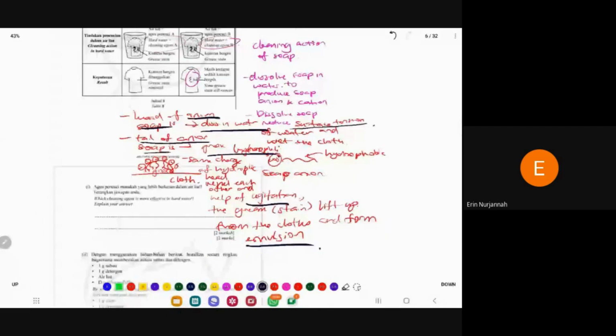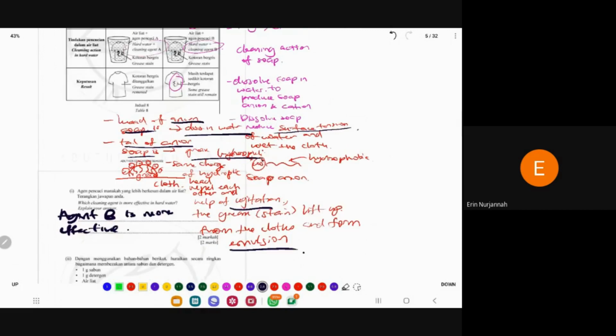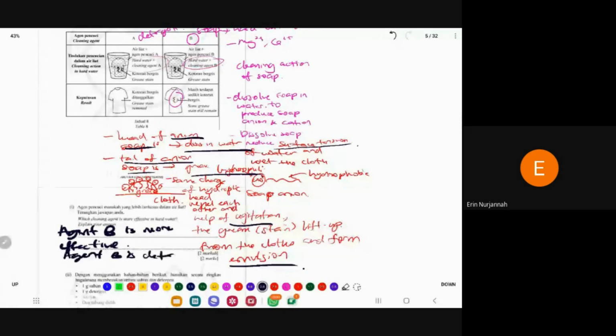Which cleaning agent is more effective in hot water? Explain your answers. They didn't say what is A and what is B. So please write down the answer to the question first. You can say agent B is more effective, and agent B is detergent. Or, sorry, agent A is more effective. Agent A is detergent.